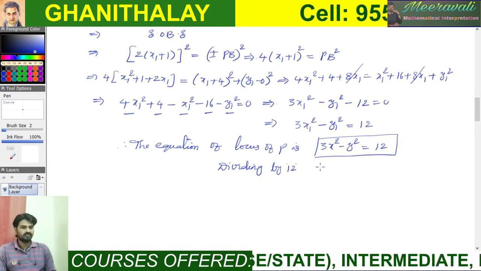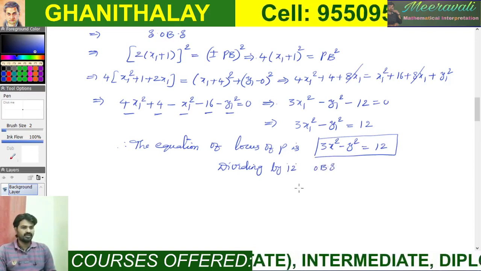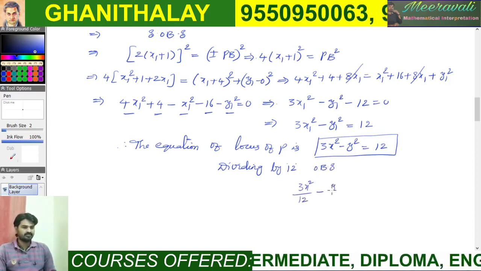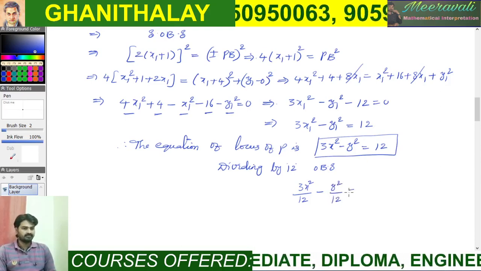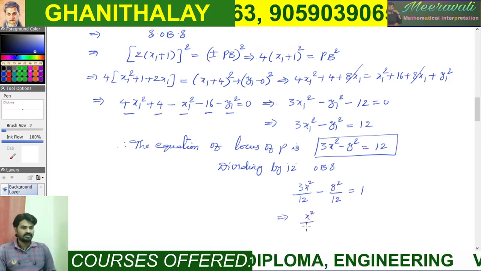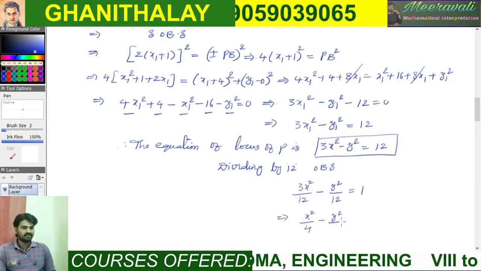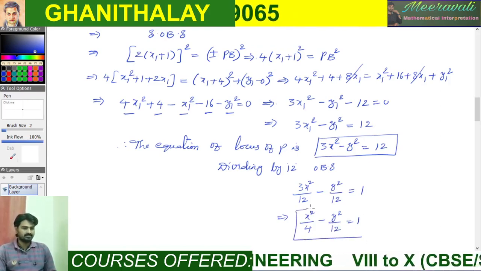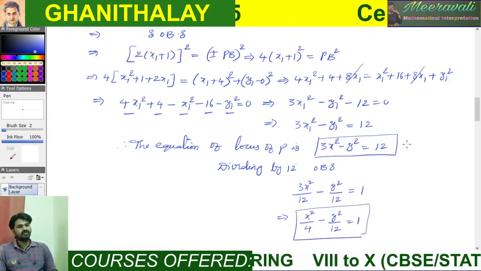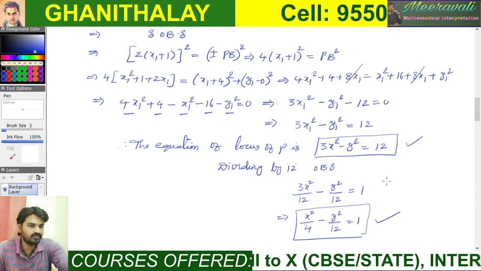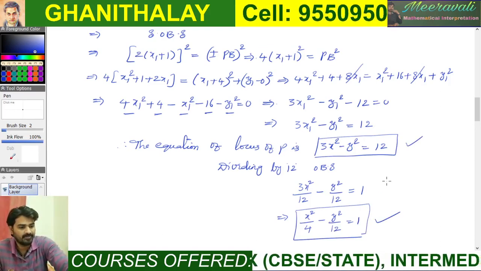Dividing by 12 on both sides, we get 3x square by 12 minus y square by 12 is equal to 12 by 12, which means 1. So finally x square by 4 minus y square by 12 is equal to 1. This is the answer. Whatever you have taken, this will also be an answer.